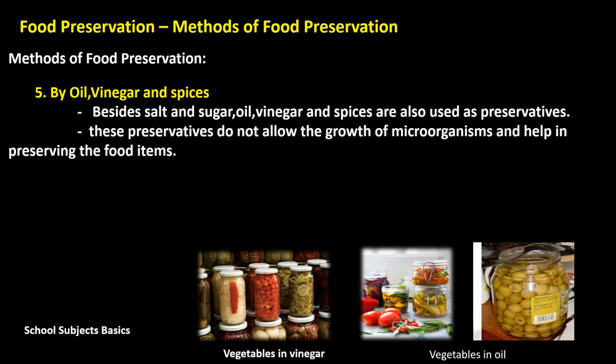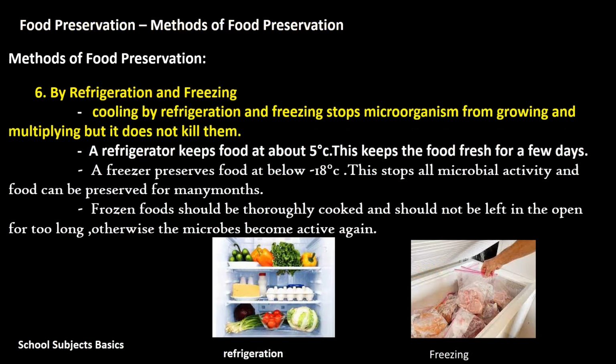Let's go into the next one, which is oil, vinegar and spices. In the last one we saw sugar and salt. In this case, oil, vinegar and spices are used as preservatives. Using these won't allow microorganisms to grow, and it preserves the food items. For example, vegetables stored in vinegar are prevented from growing microorganisms.